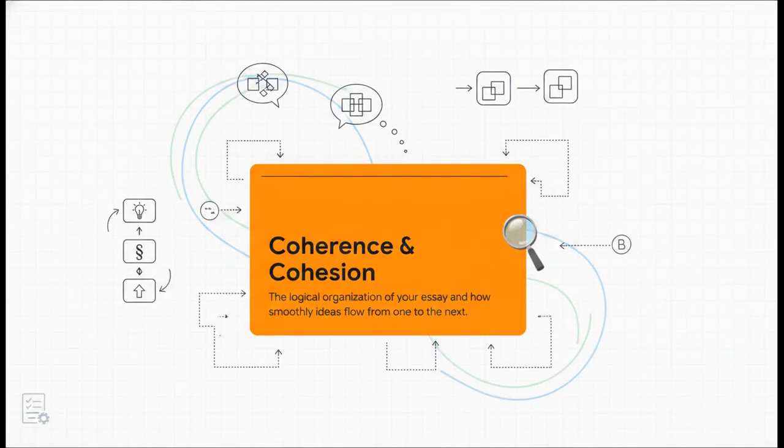Next up, we have coherence and cohesion. I know, right? These words sound incredibly intimidating, but honestly, they don't need to be. They simply mean your essay needs a clear, logical structure. The examiner's basically just asking, is your essay logically organized? Do your ideas flow smoothly from one point to the next? Or do they kind of jump around unpredictably?